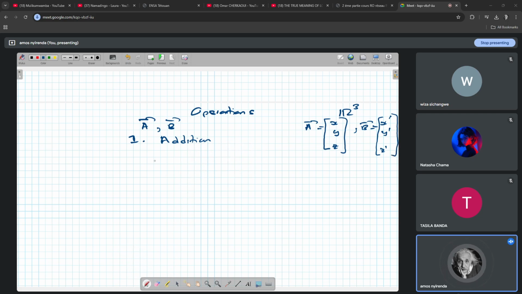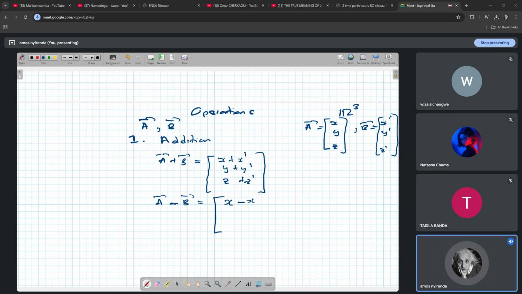Now the sum A plus B is basically adding the corresponding components. So we're going to have x plus x prime, then y plus y prime, and finally z plus z prime. Of course A minus B is the same thing: we subtract the corresponding components. So we have x minus x prime, y minus y prime, and z minus z prime, like so. This is addition, and this is subtraction.